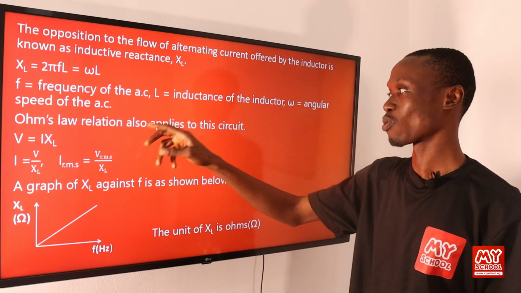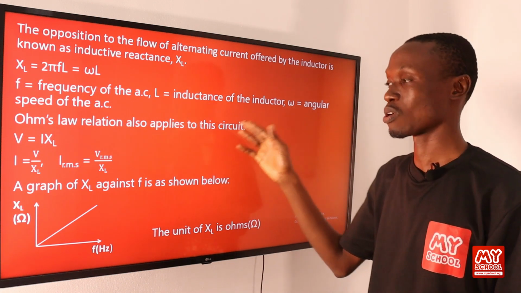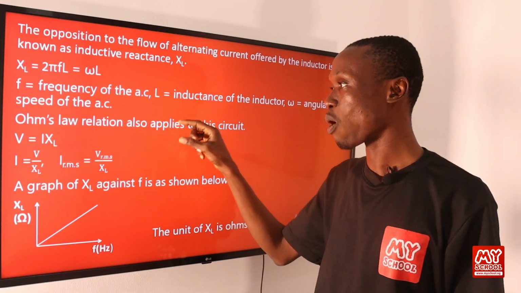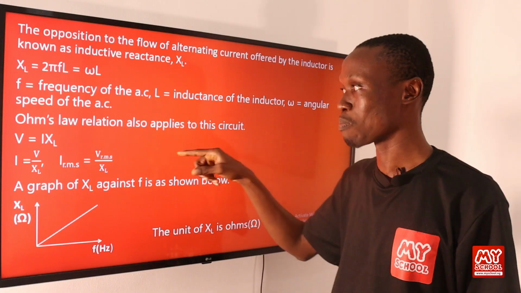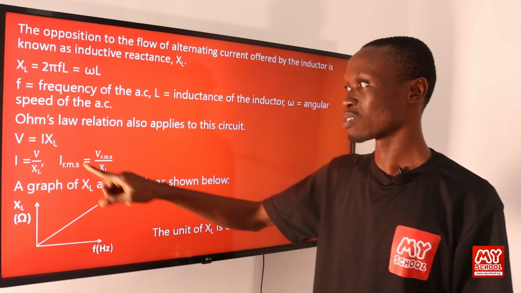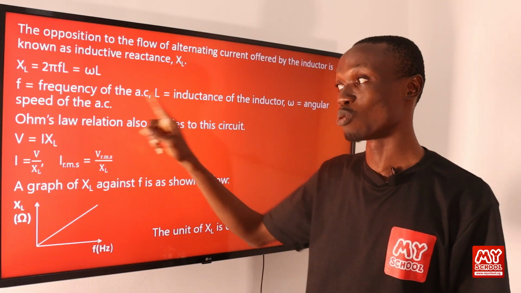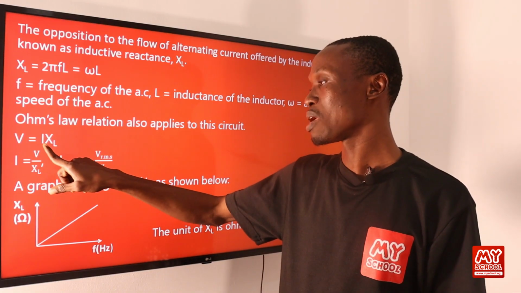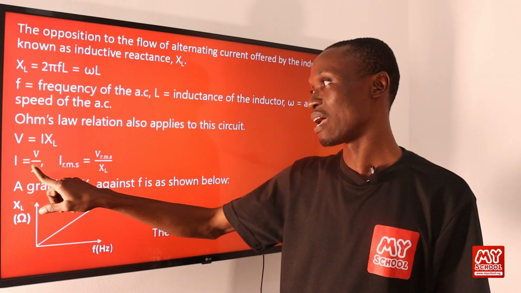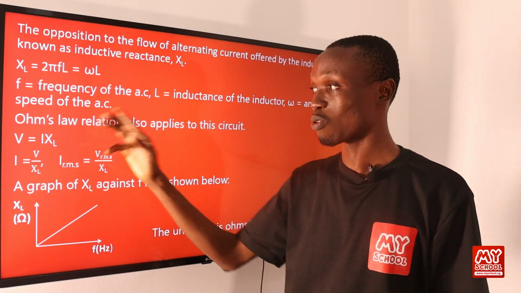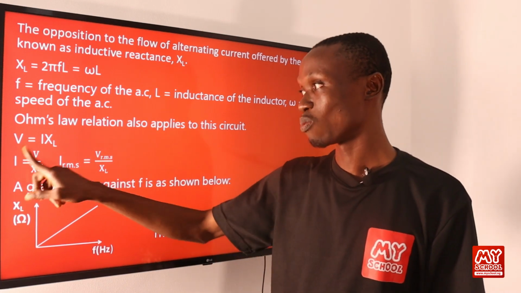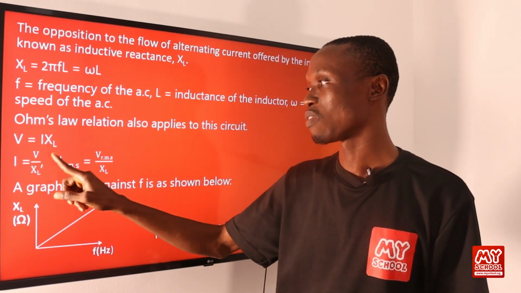Ohm's law also applies to this circuit, such that V is equal to I XL, because we are now applying Ohm's law to this circuit. So in place of R, we replace it with XL, because this is the resistance offered by the inductor. If we make I the subject of the formula, I becomes V all over XL. To do that, we simply divide both sides by XL, so I, which is current, is now equal to V all over XL.